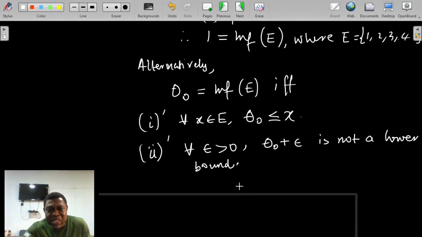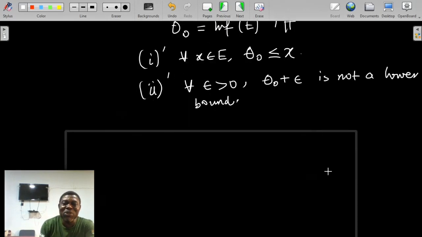So what this means is that once theta naught is the infimum, that is the greatest lower bound, it must be a lower bound. And for the fact that it's the greatest of all the lower bounds, if you add a positive piece to it, the new number you get will no longer be a lower bound. And the reason is because this is what? The greatest of all the lower bounds.